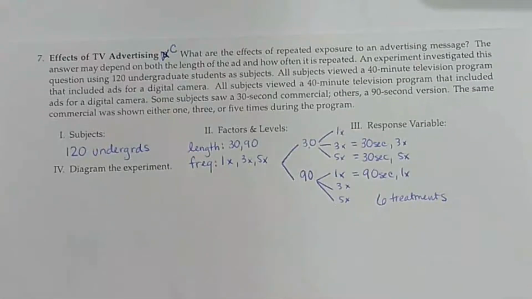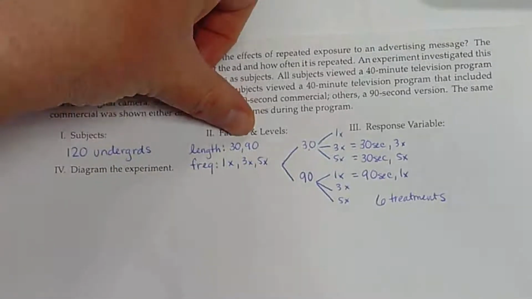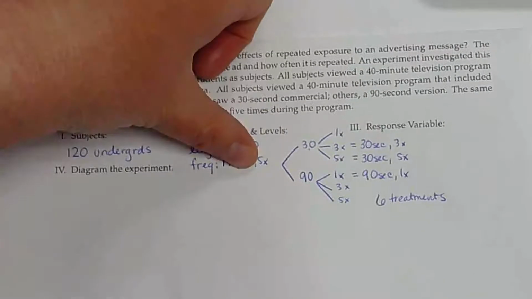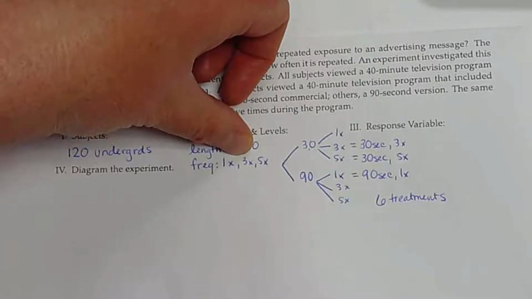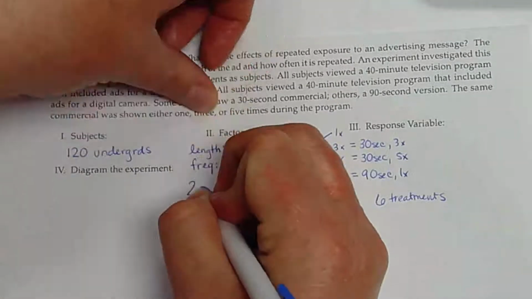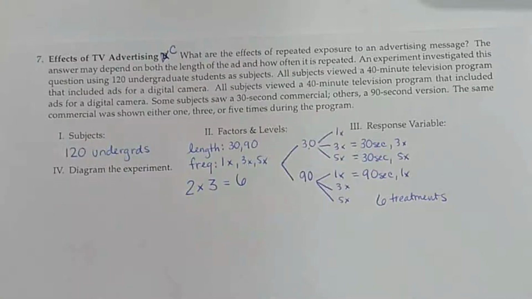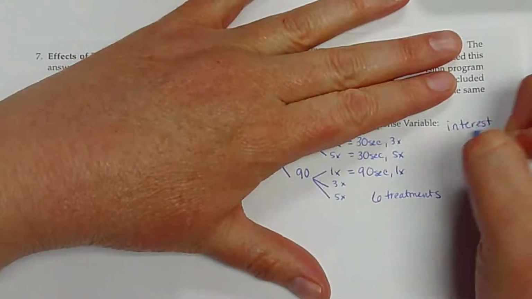You can actually find the number of treatments just by multiplying the factors together. So I know I have 2 levels for the first one and 3 levels for the second one. If I multiply the number of levels together, 2 times 3, that will give us our number of treatments, which is 6. And then our response variable remains the same. That's our interest in our camera.